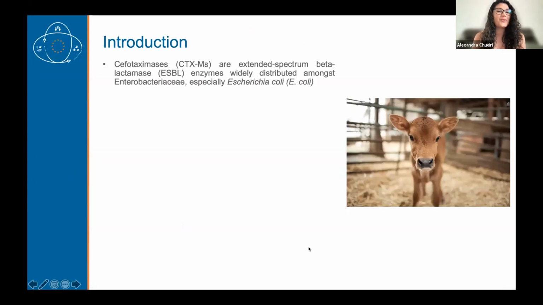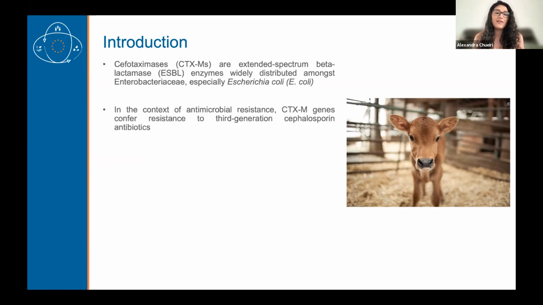So just an introduction to what CTX-Ms are. CTX-Ms are extended spectrum beta-lactamase, ESBL, enzymes, widely distributed amongst Enterobacteriaceae, especially Escherichia coli. In the context of antimicrobial resistance, these genes confer resistance to third-generation cephalosporin antibiotics. These antibiotics are really good at treating lung infections, such as pneumonia, and they are widely used to treat gram-negative bacterial infections, such as those caused by E. coli.